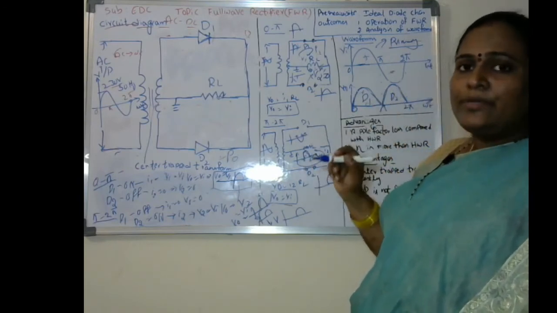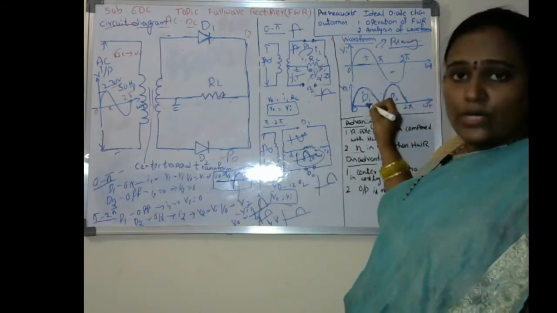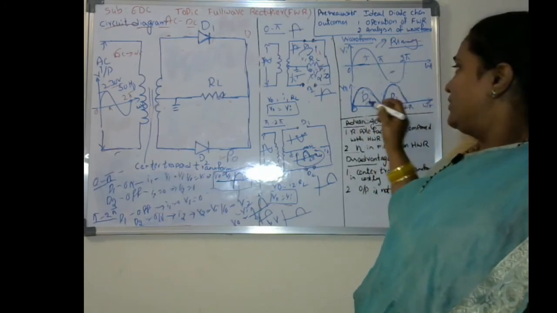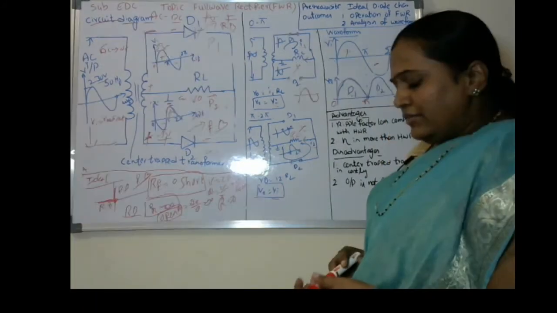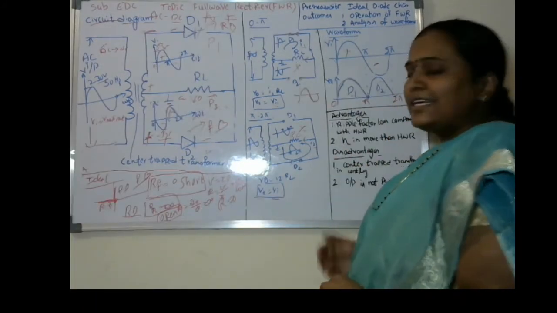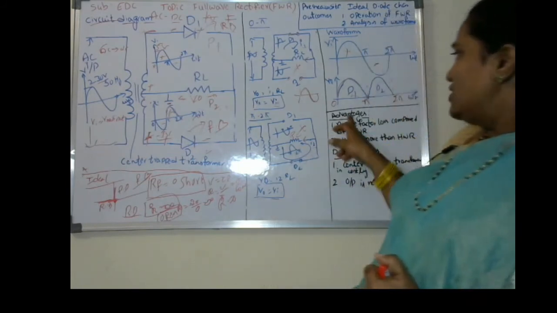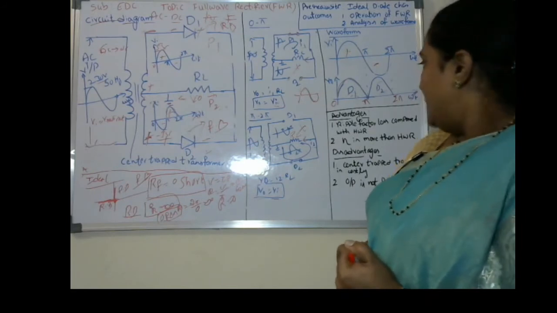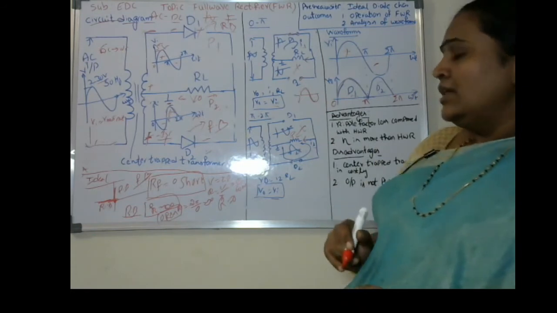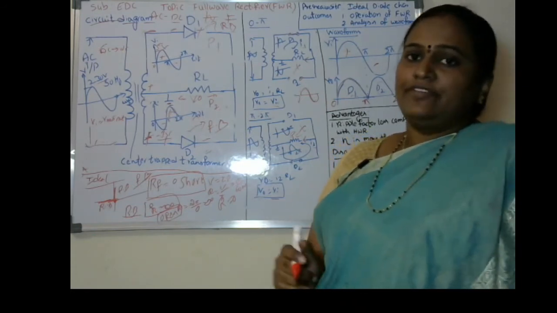We have to remember that mainly in the positive cycle the D1 diode is conducting, and for the negative cycle D2 conducts. That's why we write it as D1 and D2. Now we have to analyze the advantages and disadvantages of the full wave rectifier circuit. When it comes to the advantages, it has a ripple factor, but less ripple factor when compared with the half wave rectifier circuit.